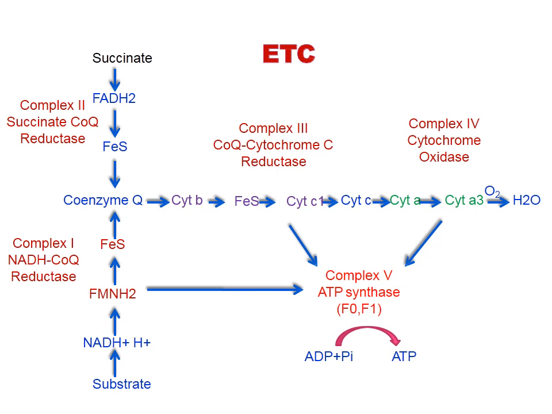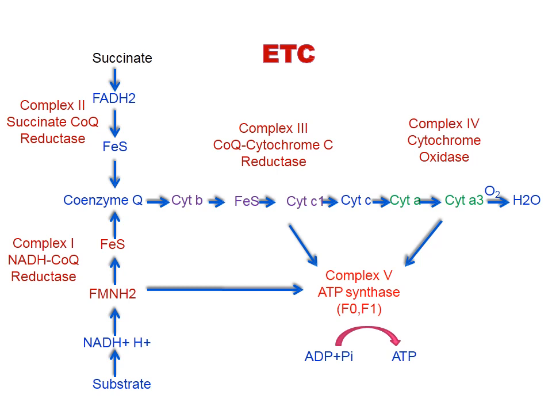Now, if the substrate is pyruvate or glycerol 3-phosphate, it will give its electrons and they will be accepted by NAD plus and get converted into NADH and H plus. This NADH and H plus will give its electrons to FMN and FMN will become FMNH2. This will be given to FeS, which acts as a carrier. This is what is happening in complex 1 with the help of the enzyme NADH coenzyme Q reductase.